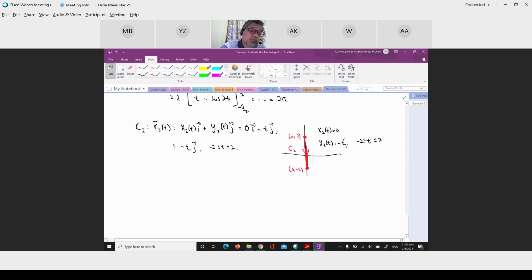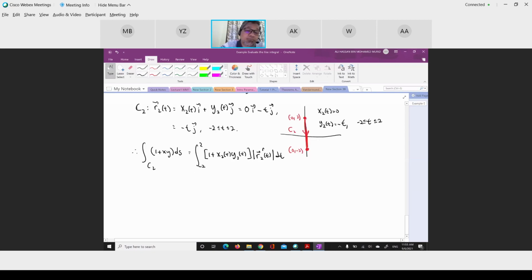Okay, so now we can evaluate the integral over C2 of 1 plus xy ds. Now we have the integral from minus 2 up to 2 of 1 plus x2(t) y2(t), and then ds is the modulus of r2 prime(t) dt. Okay, so we substitute. x2 is 0, y2 is minus t. What is r2 prime? r2 prime is minus 1 j, and its modulus is just simply 1.